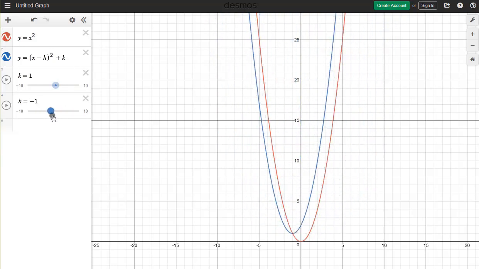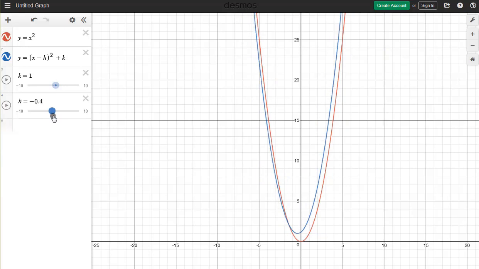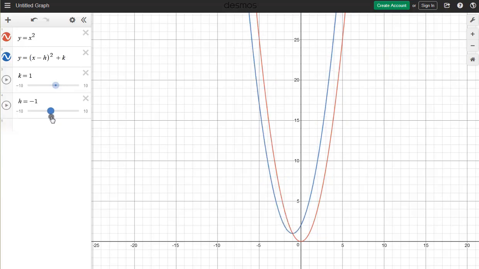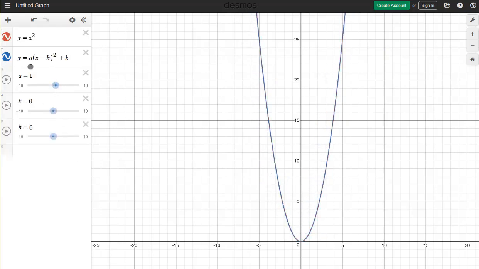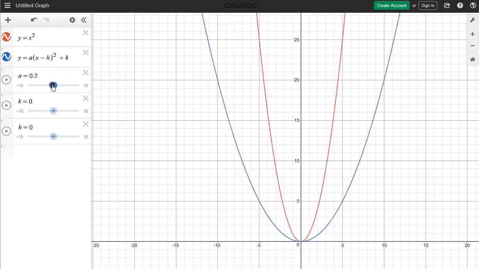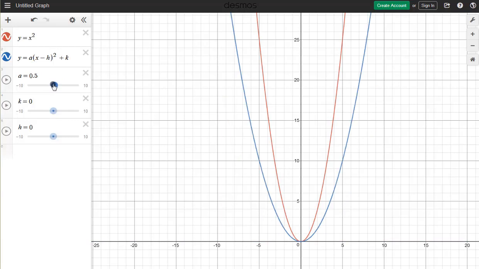So let's put these both back at 0 and see what happens if we put something out in front. I just put something out in front, an a out in front here. Now watch what happens if I start moving this guy. See how he gets thinner and fatter? Oh, he went upside down. Ooh. Let's see what is going on here.